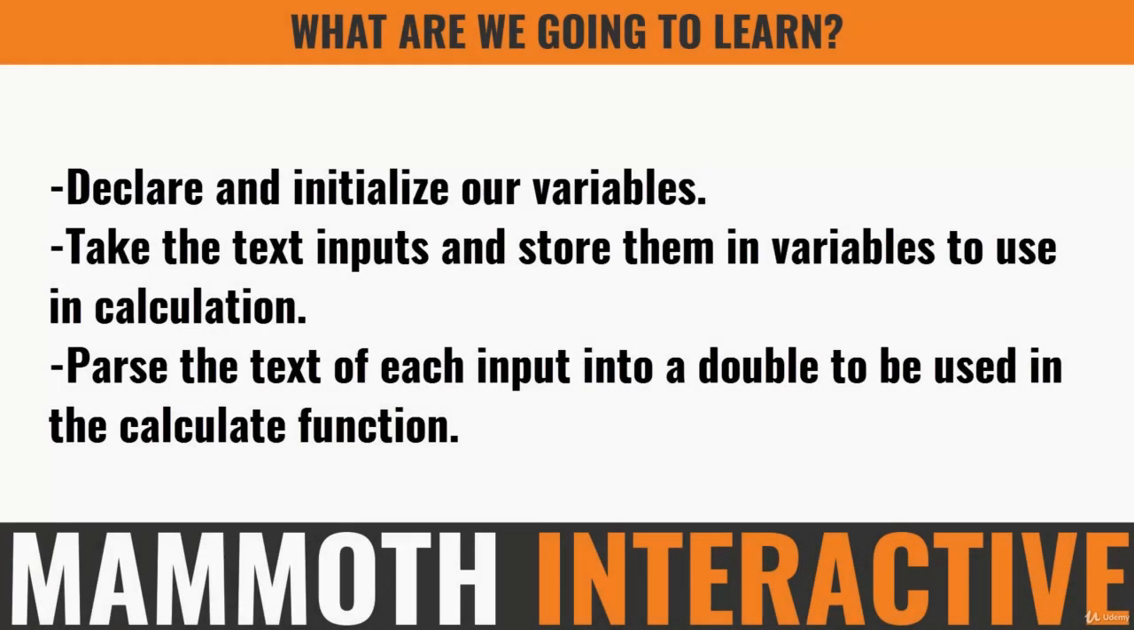In this part of our tutorial, we will declare and initialize our variables. So what we're going to do is take the text inputs and store them in variables to use in our calculation function. So we'll have to pass the text of each into a double, just like we did in iOS, and that we can use in the calculation function to actually perform our calculation.